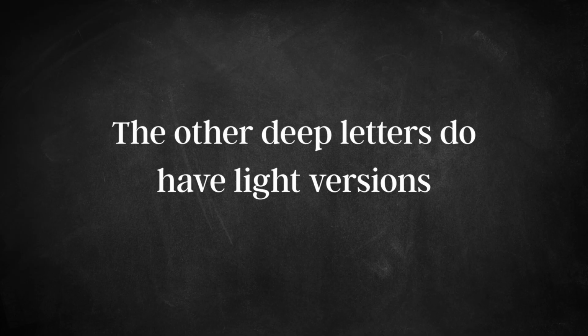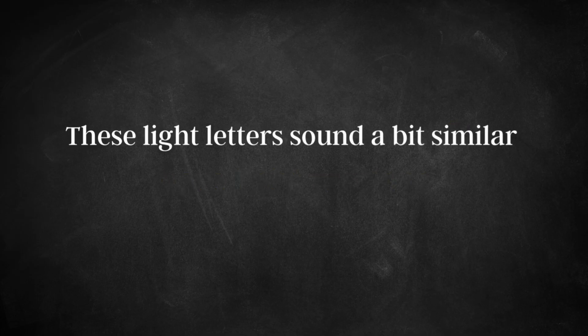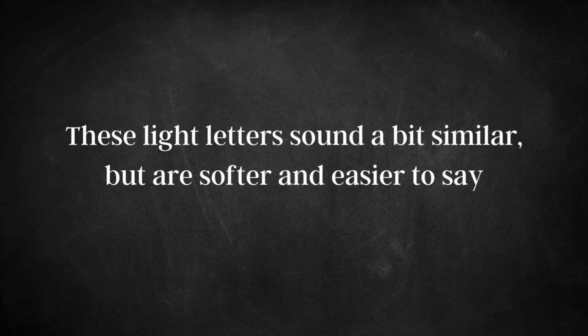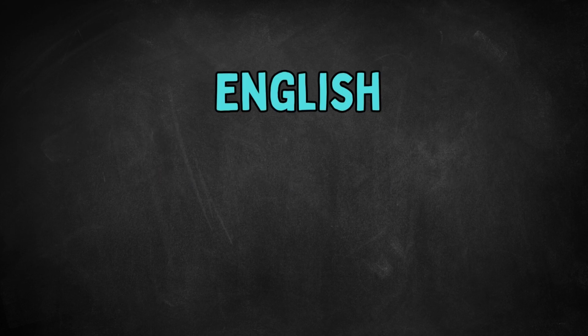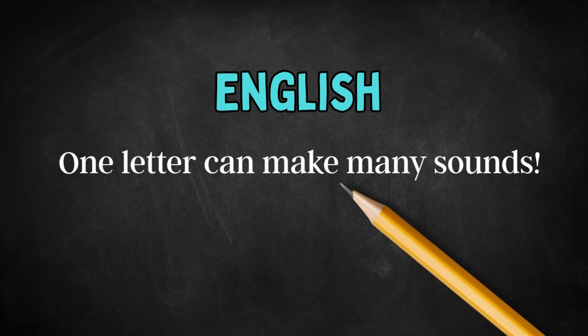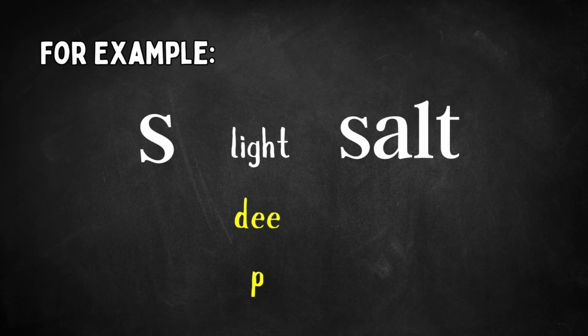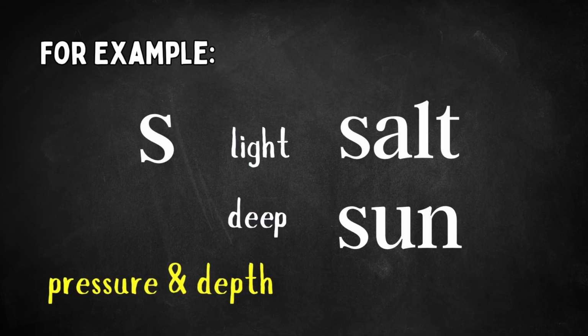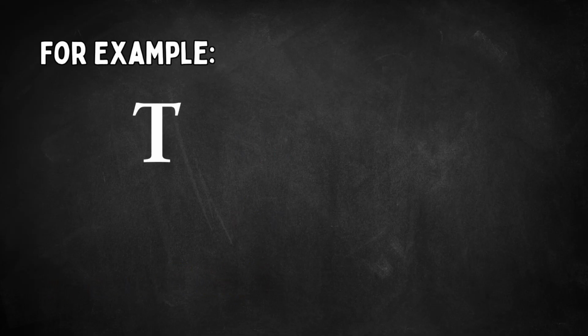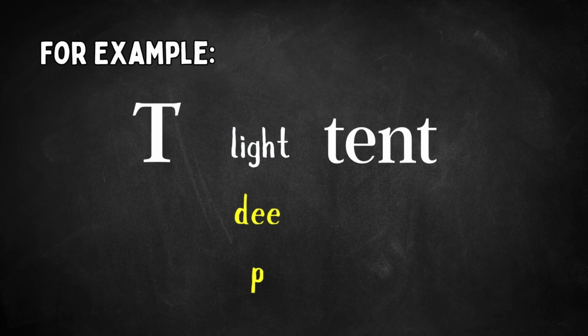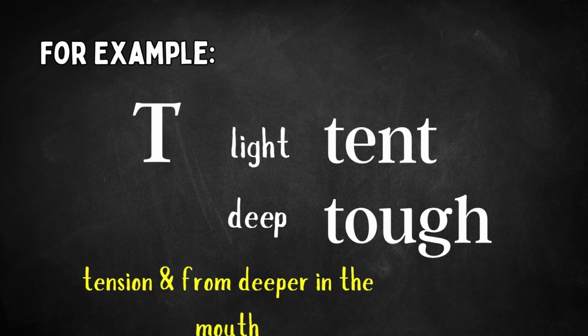The other deep letters do have light versions. These light letters sound a bit similar, but are softer and easier to say. In English, one letter can make many sounds. For example, the letter S is light in salt, but deep in sun, with more pressure and depth. The letter T is light in tint, but deep in tough, with more tension and from deeper in the mouth.